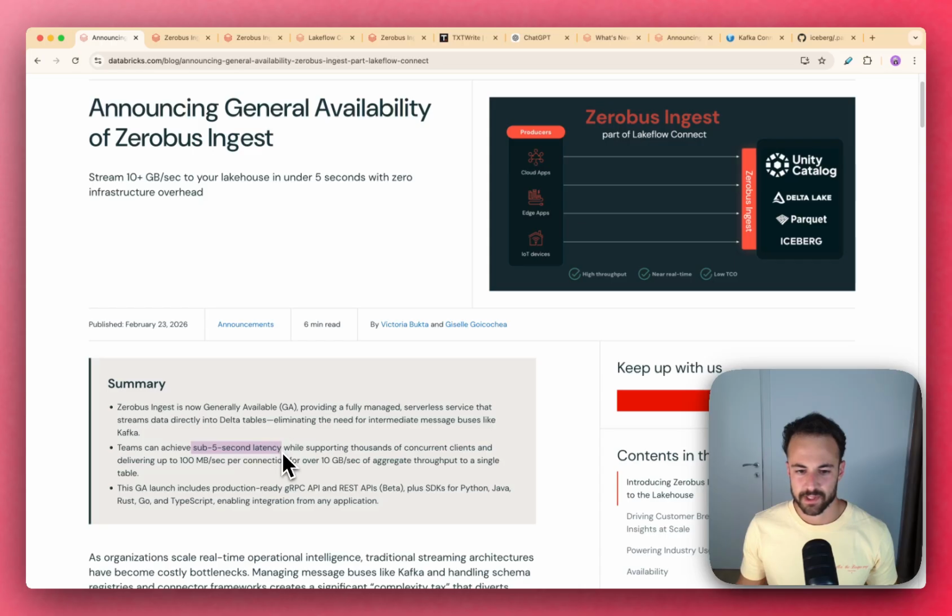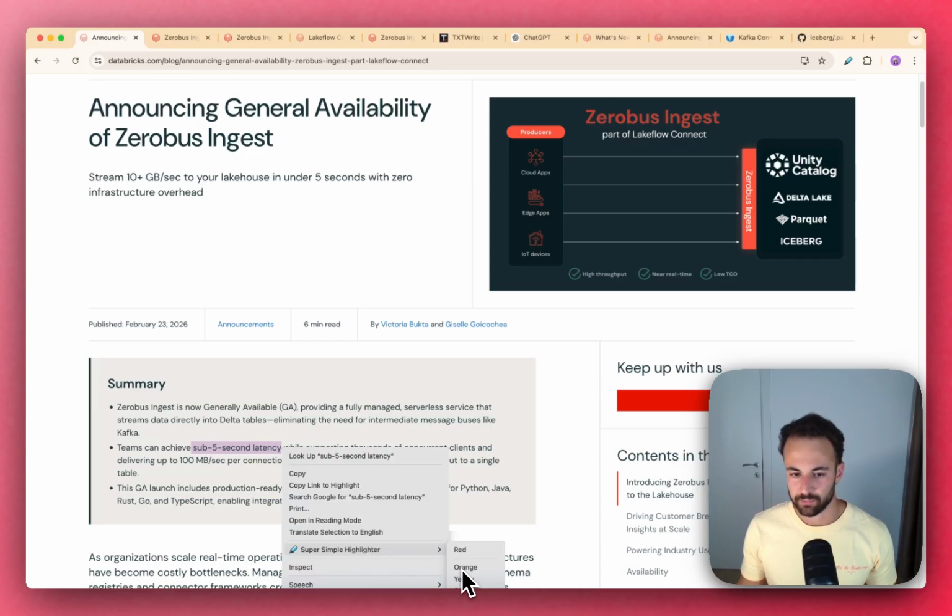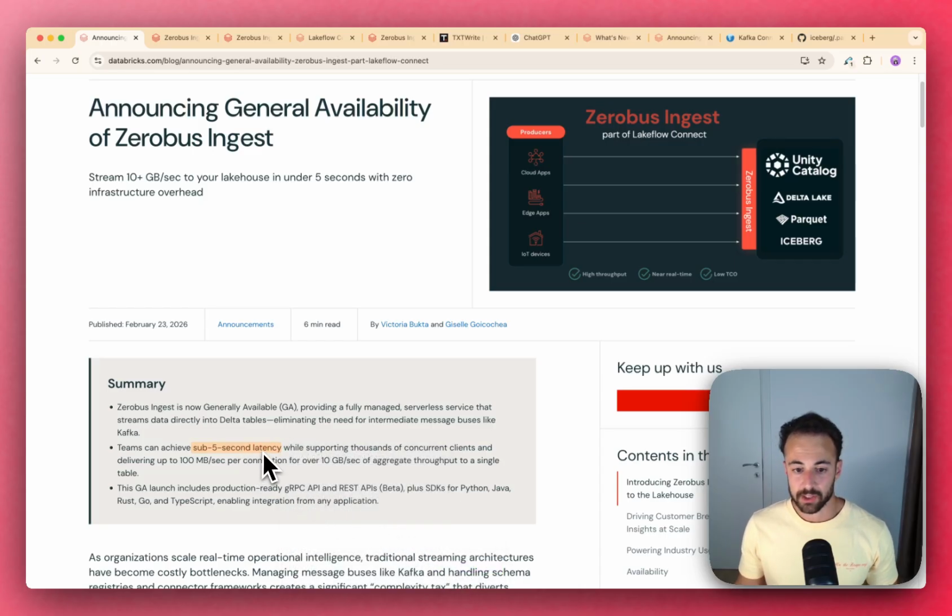So teams can achieve sub 5-second latency. Now that's a big one, sub 5 seconds. So it's not really real time at all. This is the batching that I was sort of talking about. They cannot write in milliseconds. They have to perform some sort of buffering and batching.